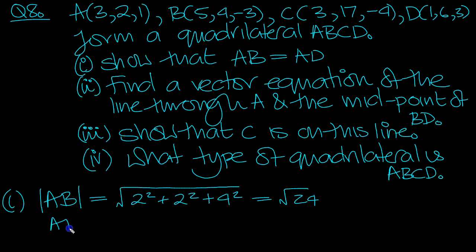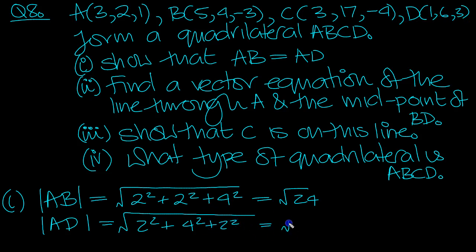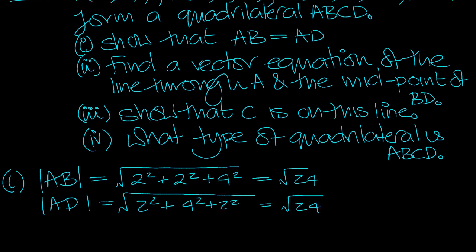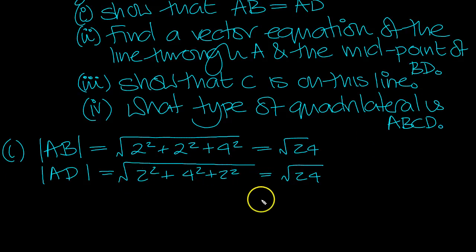And then AD is equal to, let's have a look at AD, A to D. 1 to 3 is 2 squared. And then 2 to 6 is 4 squared. And then 1 to 3 is 2 squared. Which is again square root of 24 because it's the same constituents, isn't it? Just in a different order. So 16, 20, 24. So AB is equal to AD. So that's part 1.